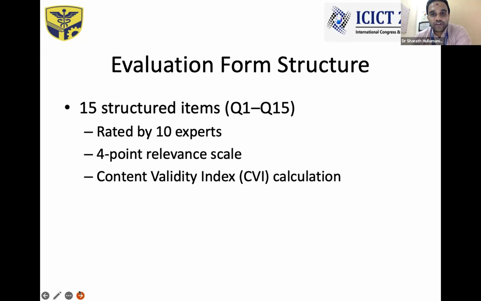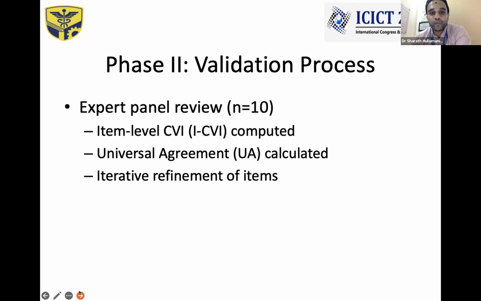This evaluation form is structured into 15 questions. These 15 questions have to be rated by the 10 experts on a 4-point relevance scale. By this relevance scale, we calculate the CVI, that is the content validity index, from the scores given by the 10 experts divided by the 4-point relevance.